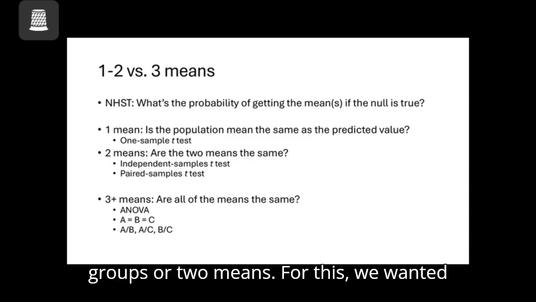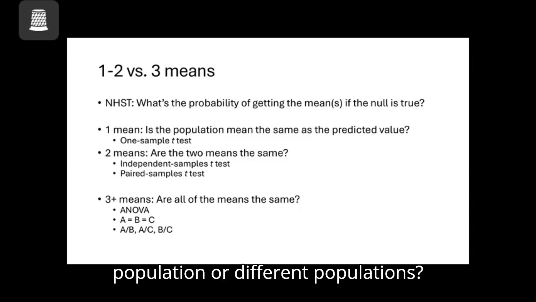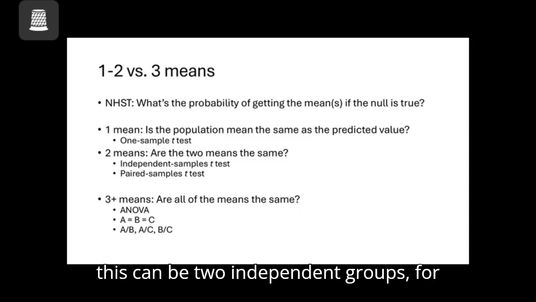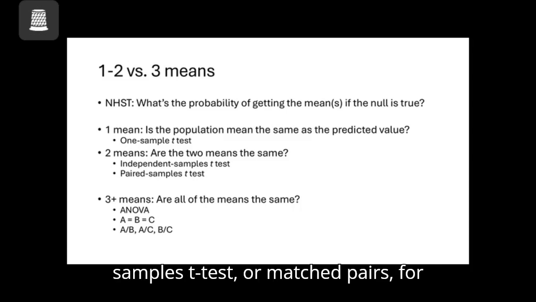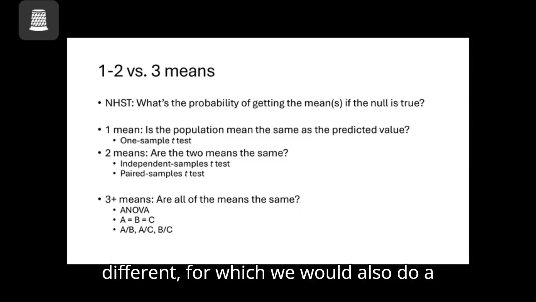Then we moved on to two groups or two means. For this, we wanted to know, are the two groups the same or different? Are they from the same population or different populations? Most of the time, you will see this interpreted as the two groups are significantly different, which means they are from two different populations. Now, this can be two independent groups, for which you would use an independent samples t-test, or matched pairs, for which you would do a paired samples t-test. You can also look at the same people twice and ask if their scores at different times are significantly different, for which we would also do a paired samples t-test.